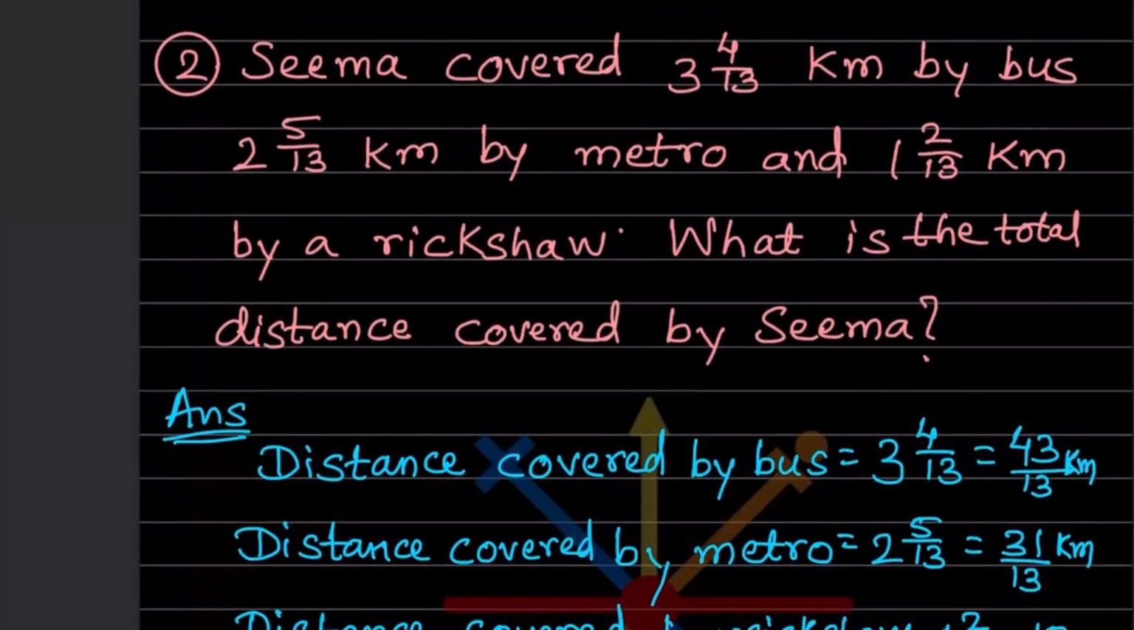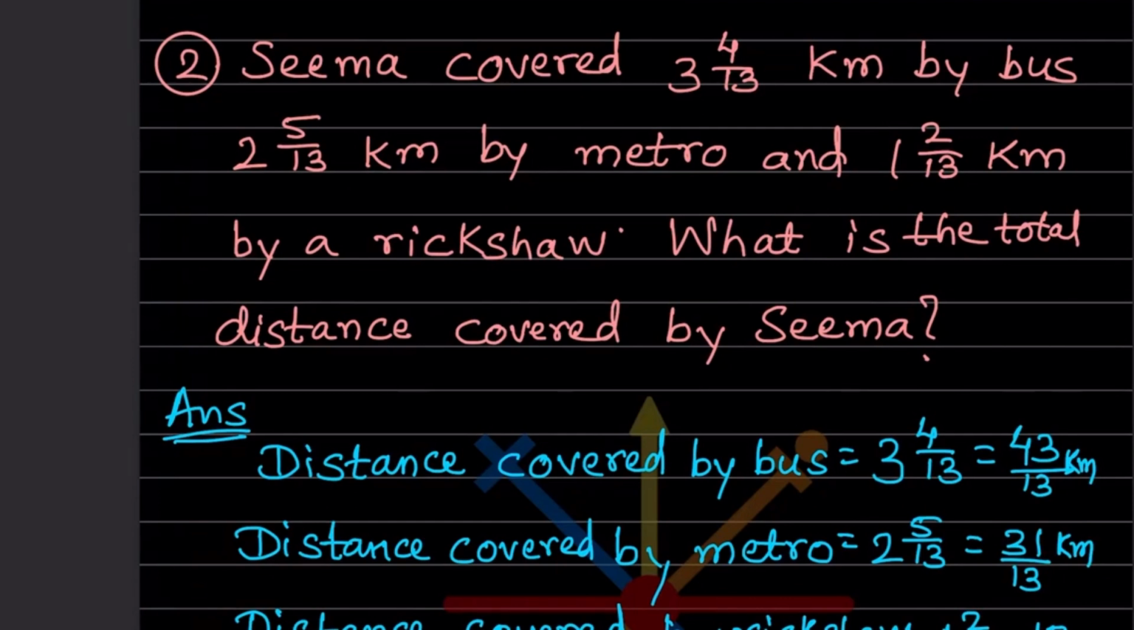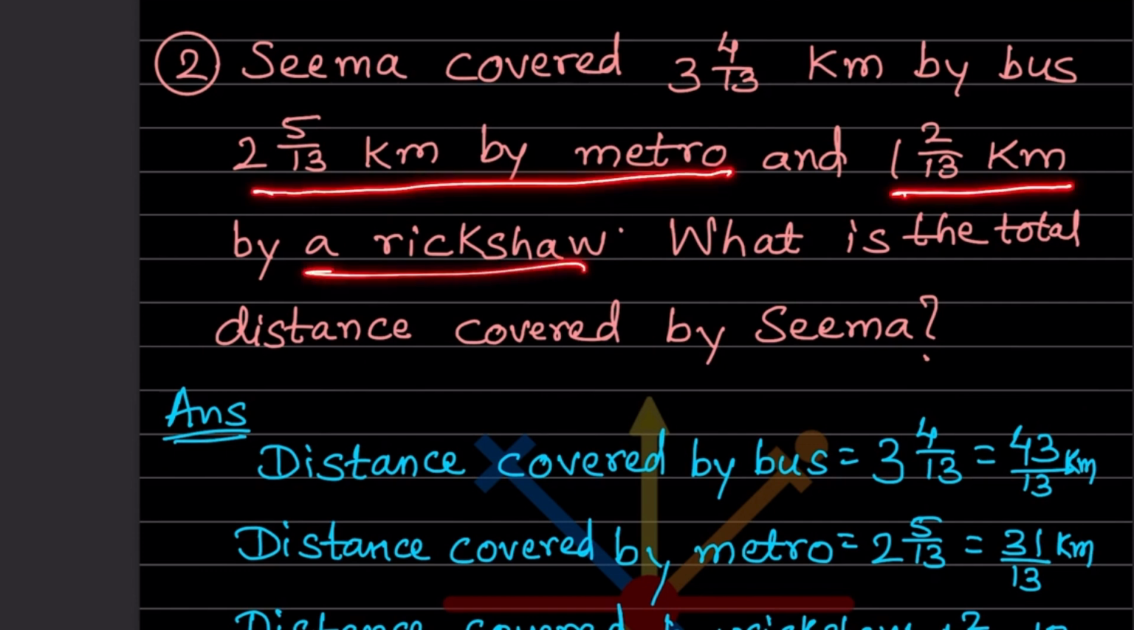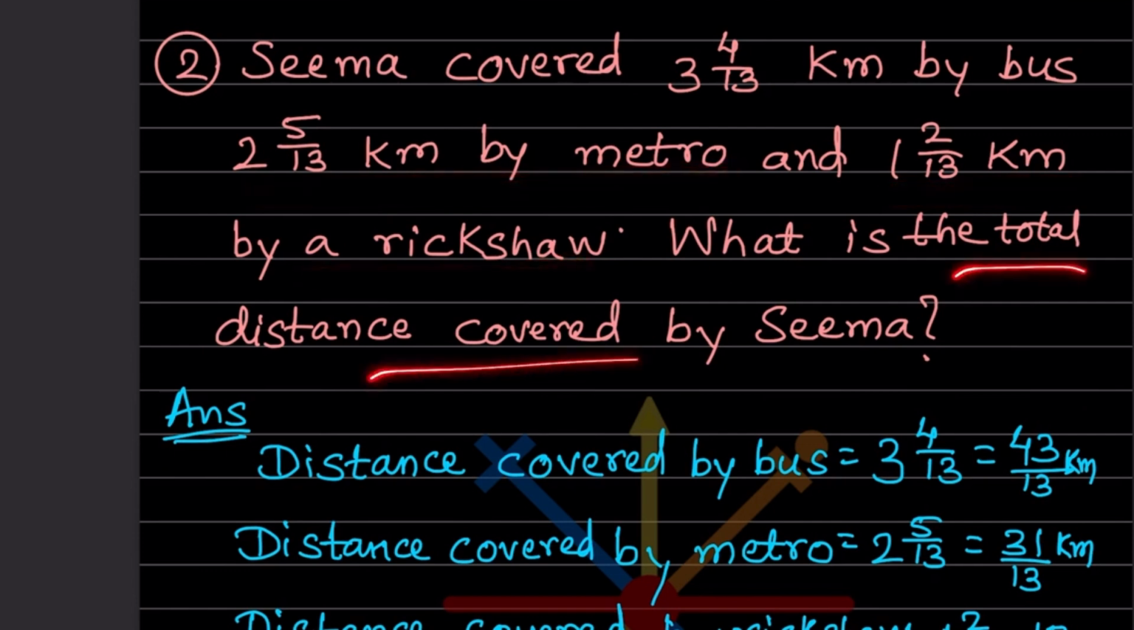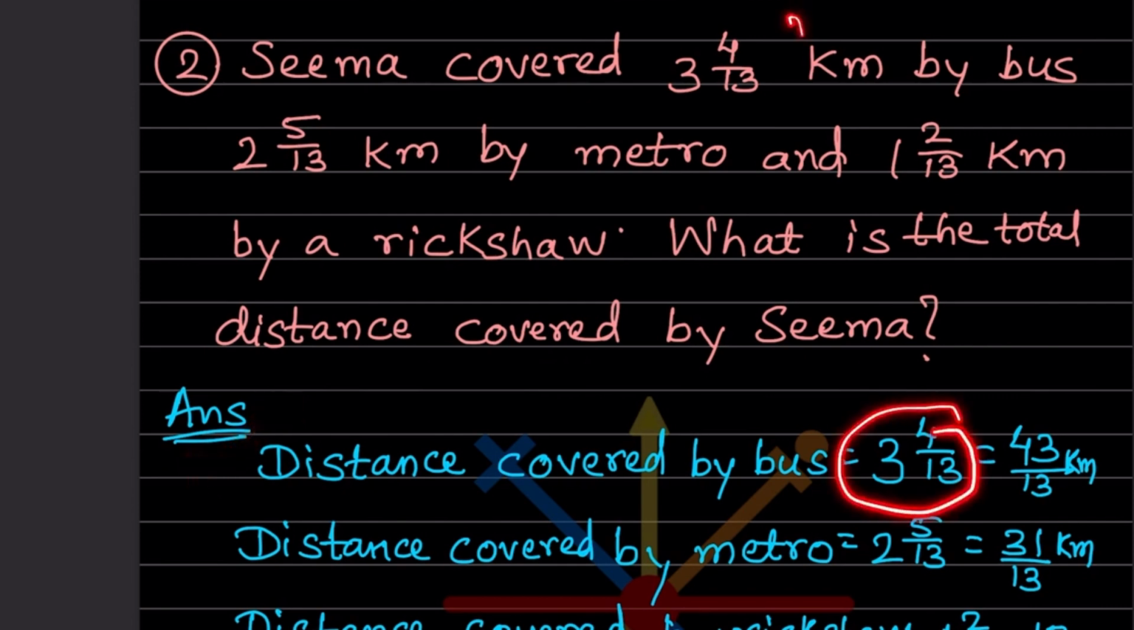Now the next problem says that Seema covered 3 integers 4 by 13 kilometer by bus, 2 integers 5 by 13 kilometer by metro, and 1 integer 2 by 13 kilometer by rickshaw. So what is the total distance covered by Seema? So this is very easy. We have to add all things. Now see, the first thing you have to write a proper statement. You have to write in this way: distance covered by bus, that is 3 integers 4 by 13, that is given. So this is a mixed fraction.